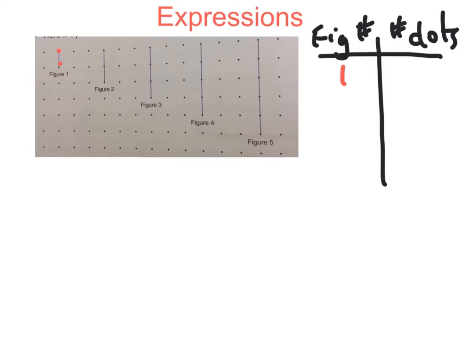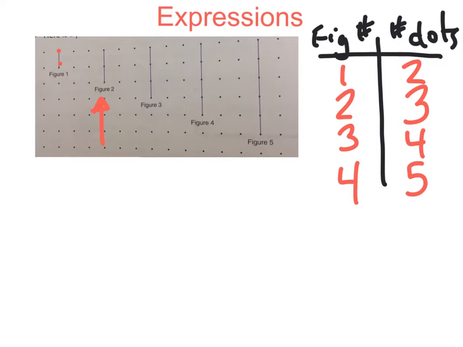1, 2. And in figure 2, right here, do you see how many dots there are? There are 3. And in figure 3, there are 4 dots. And in figure 4, there are 5 dots. And in figure 5, there are 6 dots. Alright, I'm just going to extend my table a bit.